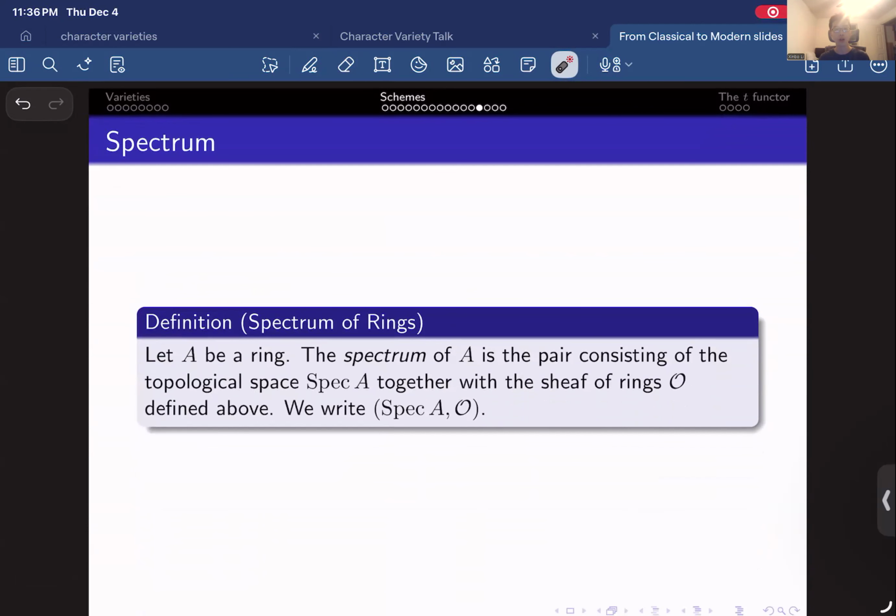So spectrum. Now we have the essential parts to define a spectrum. So the spectrum of a ring is really a pair consisting of the topological space Spec of A together with the sheaf of rings O defined above. And we write this as a pair. So Spec of A is a topological space. O is the sheaf of rings that I just defined above.